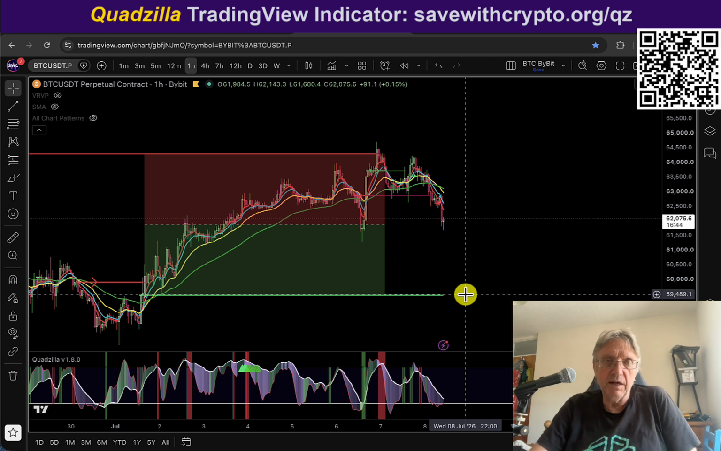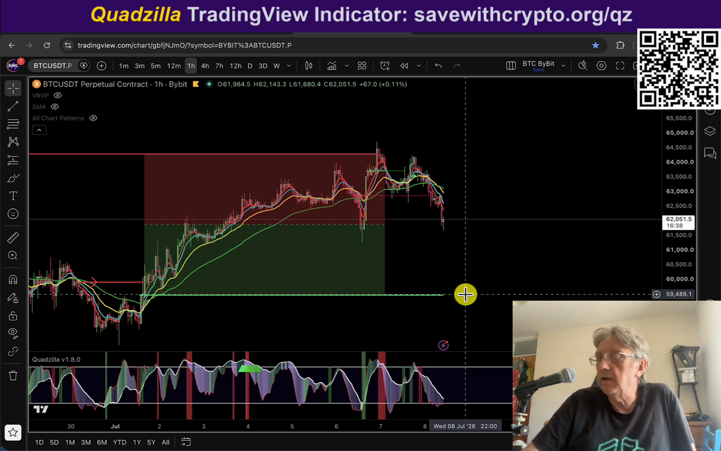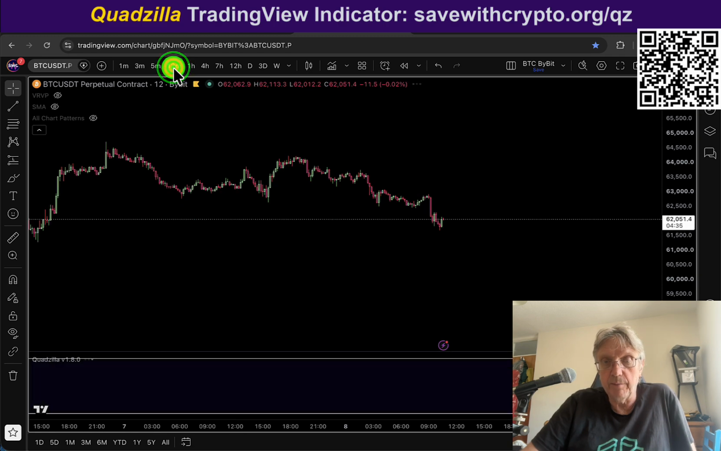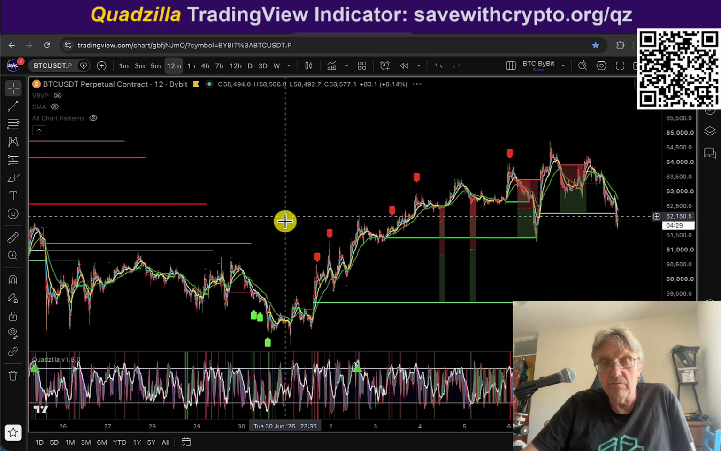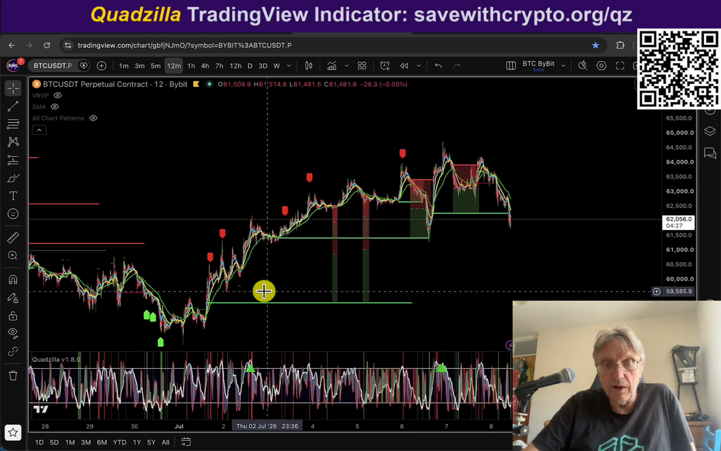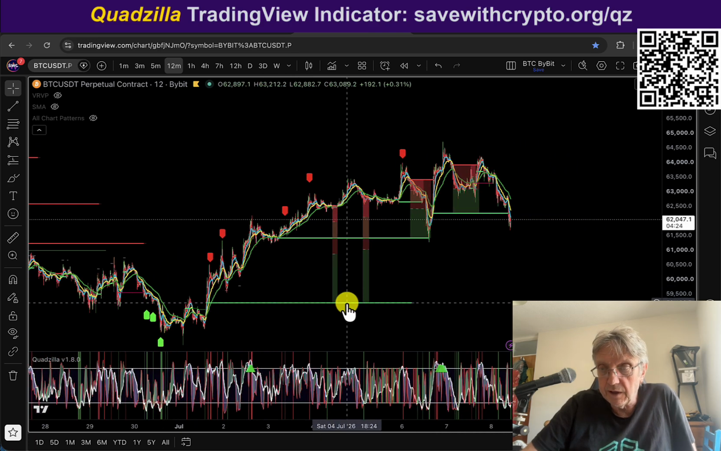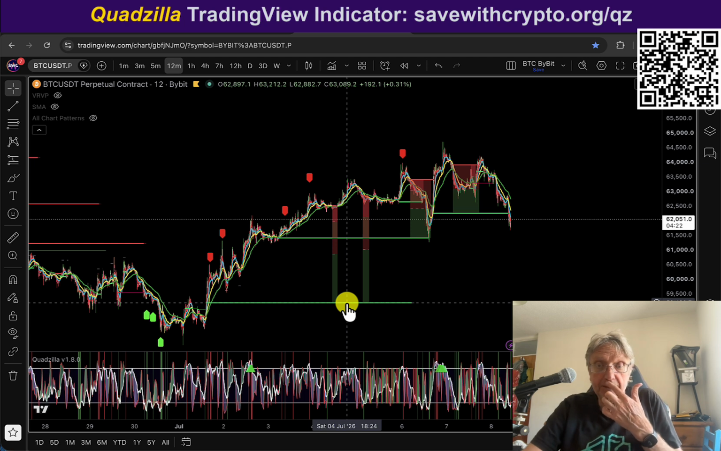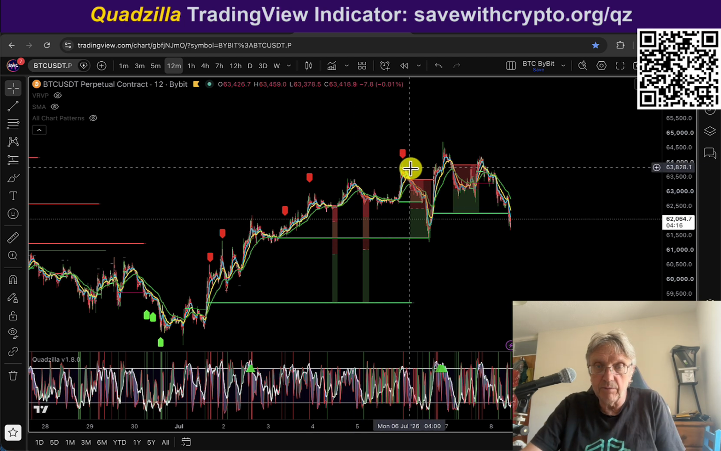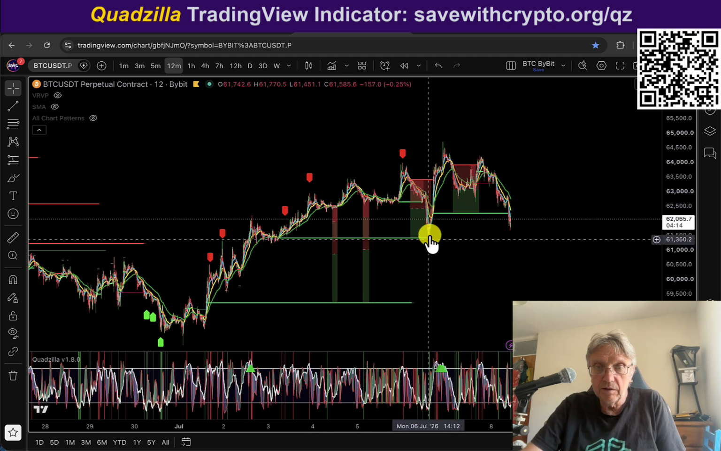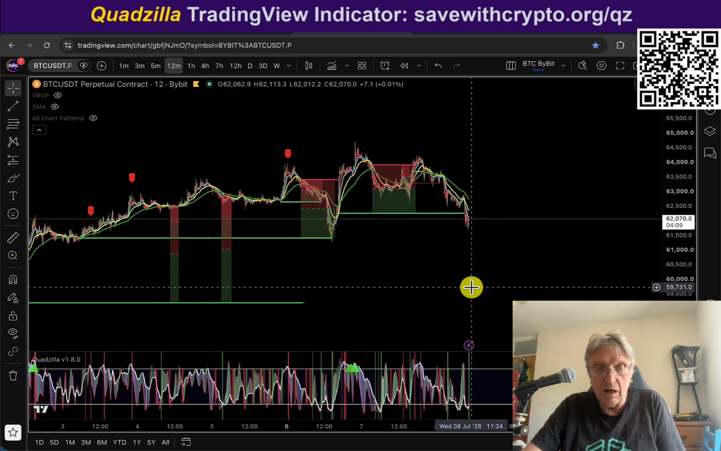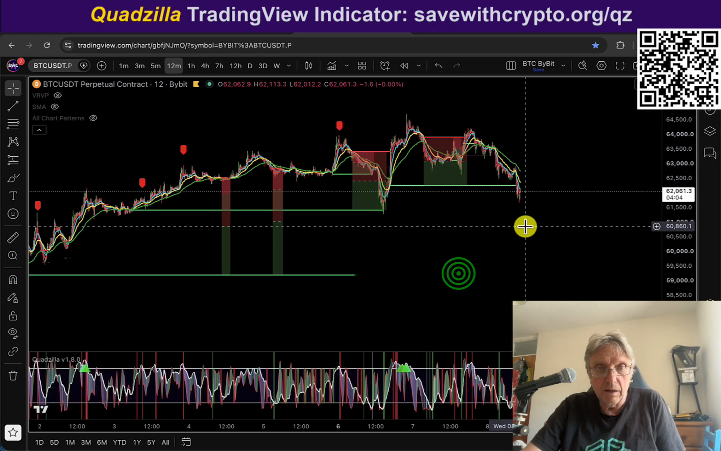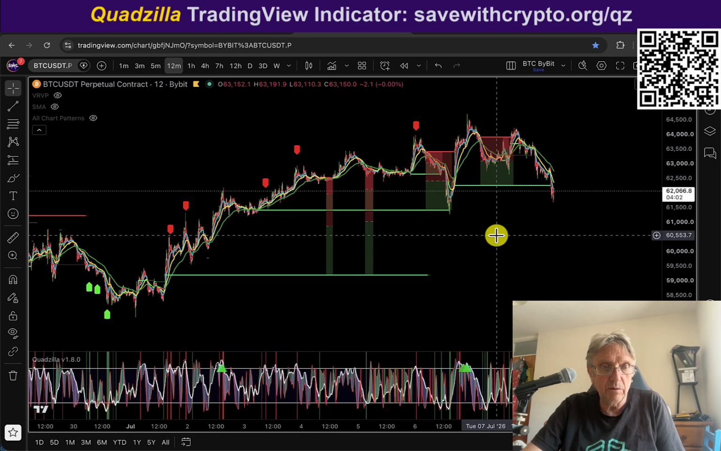Now I say that because I've also been looking at this on my weird time frame that I like, which is the 12-minute. And you can see here that with the 12-minute, this has also been respecting its levels very well. There is still this one down here at 59.2k. You can see that the price has come down rather beautifully to these levels here. And I'm looking for a short-term bounce fairly soon.